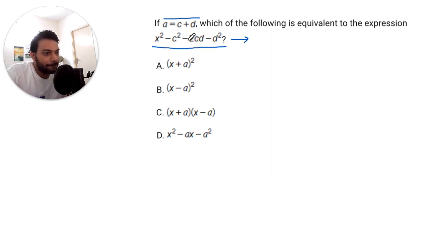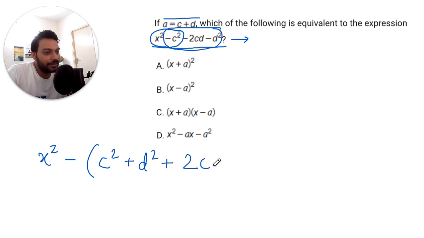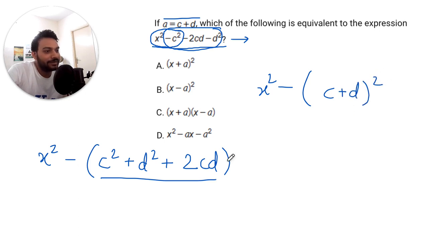x square minus c square, let's see. So there are 2 possibilities. One is to simplify x square minus c square. The other is to look at the rest of the terms. So x squared minus, if I take the minus common outside, c squared plus d squared plus 2cd. A very obvious formula, very obvious identity. So this is going to be x squared minus c plus d squared. That's what this is. And c plus d is given to be a. That means c plus d squared is a squared. x squared minus a squared.